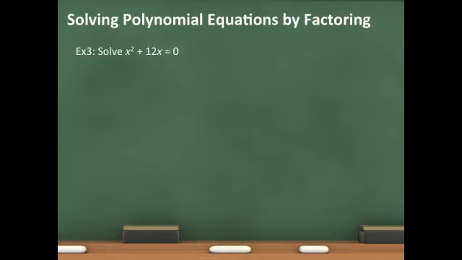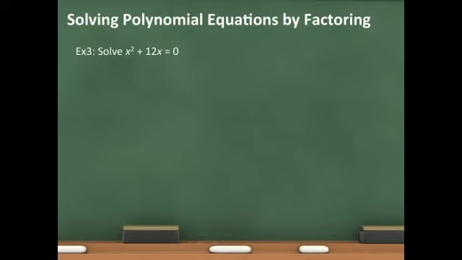We still follow the same steps as before. Recall that step 1 is to make sure the equation is written in standard form. Since this equation is set equal to 0, this step has already been done. Next we do step 2, which is to factor.